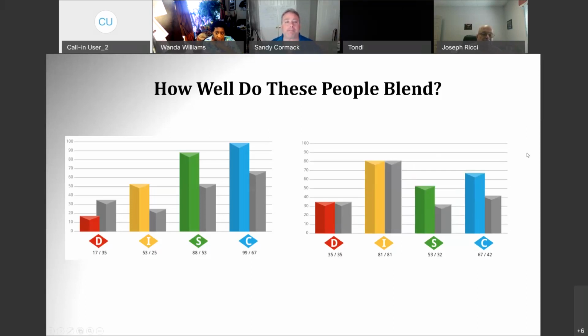What about these two people? Where are their issues going to be? I think they should get along pretty good. There are some areas where they are very close, like the low D's. And they both have a high C, although one's a lot higher than the other, they're still high C. Where is there some potential for some communication inefficiencies? One wants all the information up front. They want to know everything about it before they get involved.